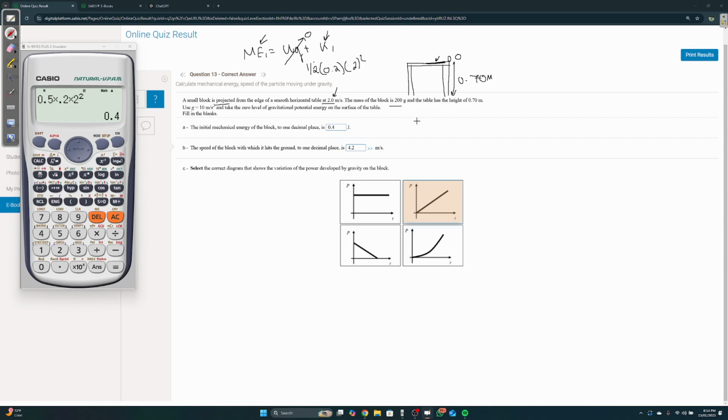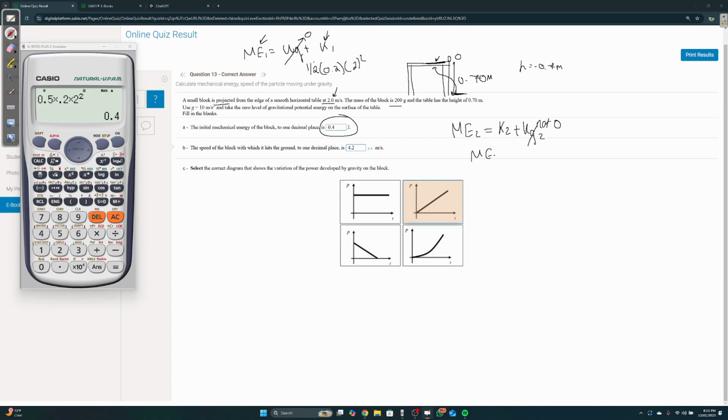The speed of the rock when it hits the ground is what? Now we do ME1 equals ME2, right? ME1 we found to be 0.4. ME2 is equal again to K2 plus UG2. K2 is not 0 obviously because it's falling. UG2 will also not be 0. Why? Because it actually has height. Even though it's on the ground, it's below the reference point. So its height is negative 0.7 meters.